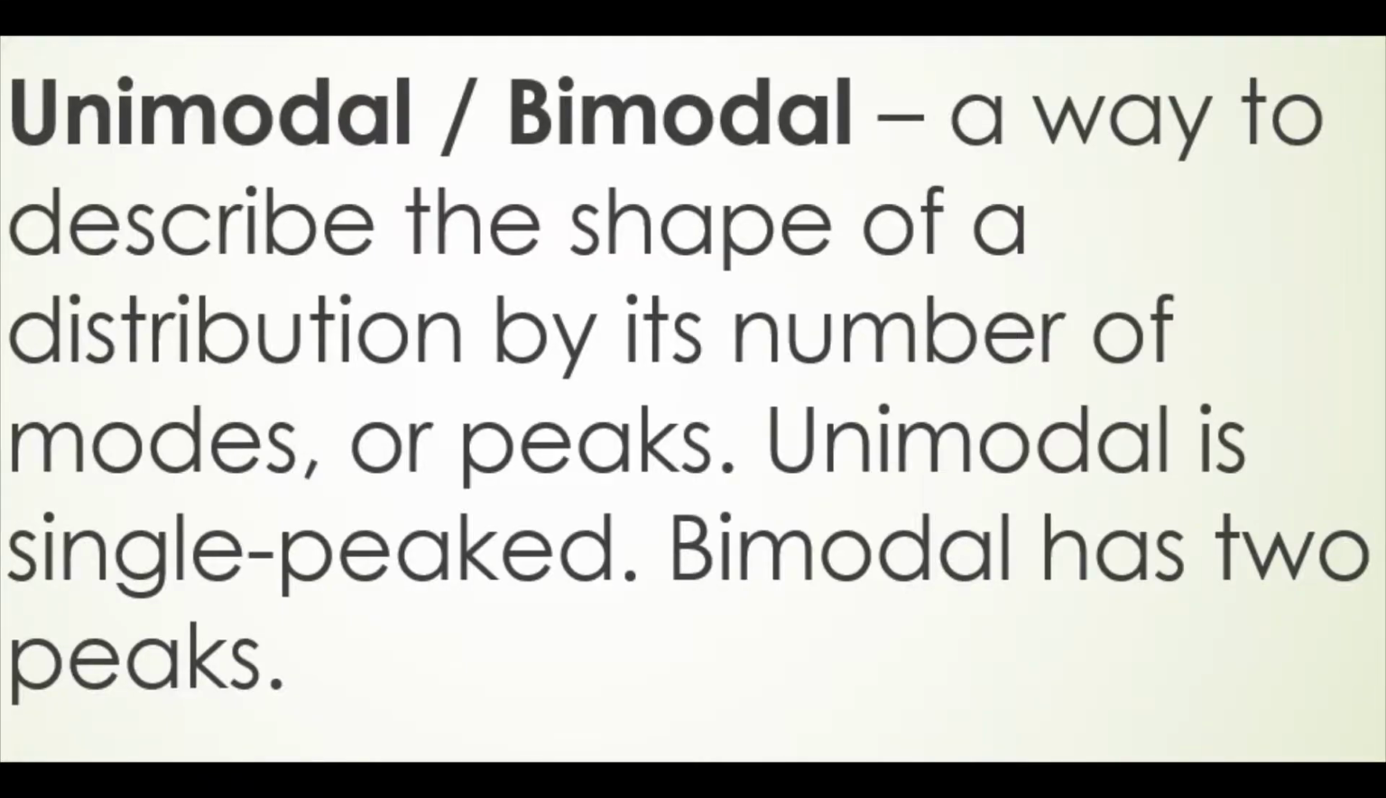One way to describe the shape of a distribution is by its number of modes or peaks. A unimodal distribution has a single peak, whereas a bimodal distribution has two peaks. This is important because it might not be as meaningful to talk about the average of a bimodal distribution as it would be to talk about the shape of the distribution.